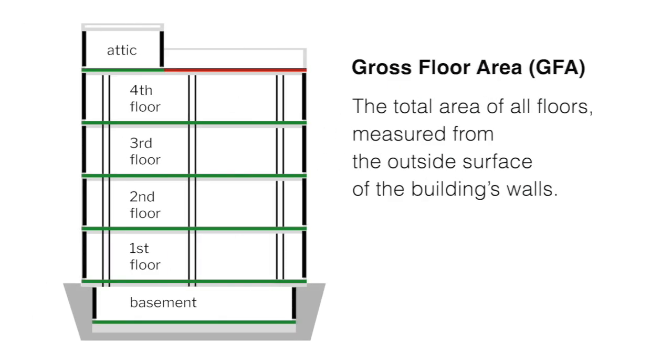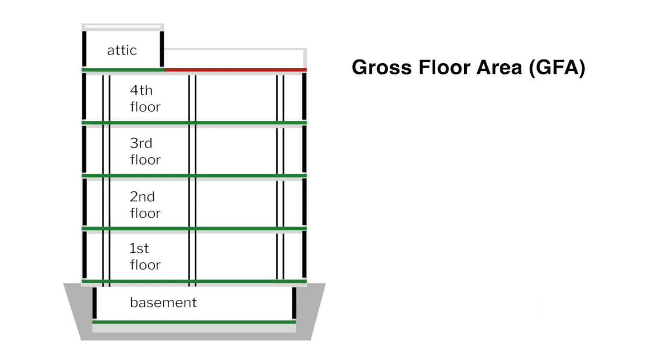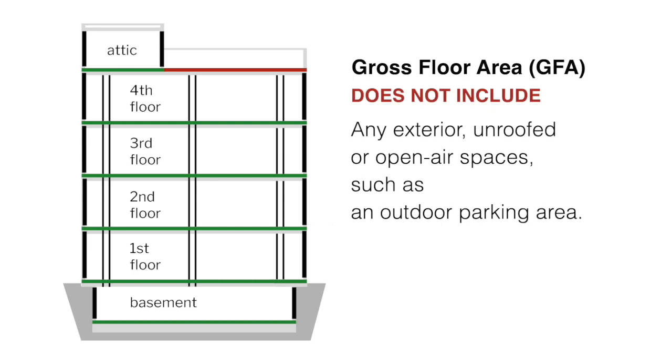Gross floor area. The gross floor area, or GFA, of a building is the total area of all floors, measured from the outside surface of the building's walls. This area also includes hallways and common areas, atriums, elevator shafts, mechanical equipment areas, and storage rooms. The gross floor area does not include any exterior, unroofed, or open air spaces, such as an outdoor parking area. You should also not include indoor parking areas in the GFA for your building.